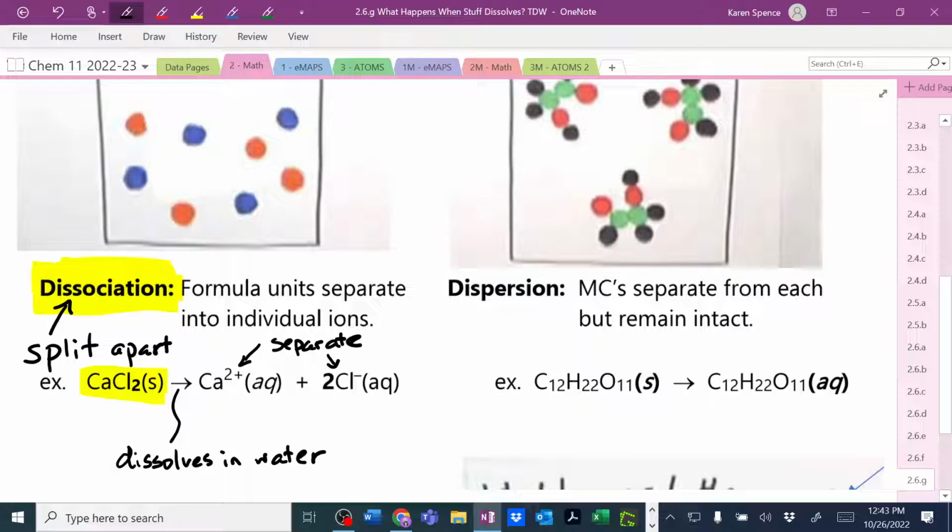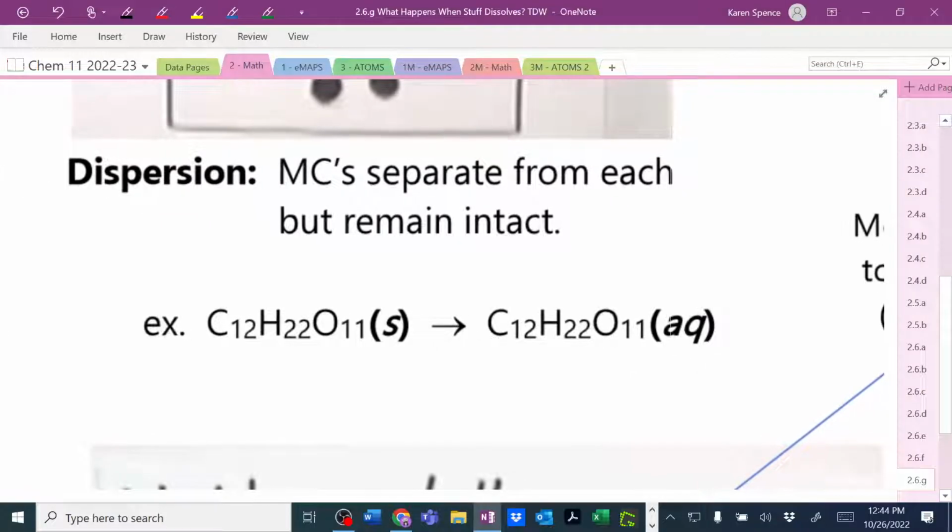Now the formula for sucrose, which is table sugar, is C12H22O11. Okay, so that's what you have in your kitchen, table sugar. And that is a covalent compound. What do you notice about its formula when it dissolves in water?